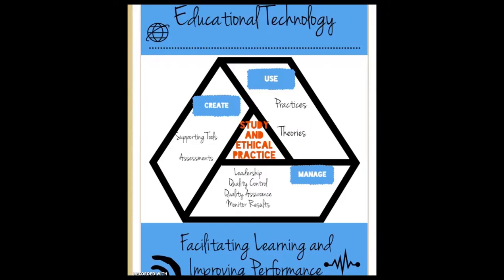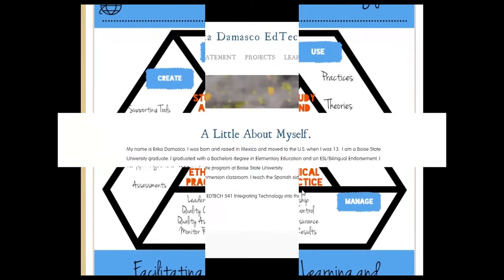In EdTech 501, we had to read a chapter about educational technology and come up with a graphic that would describe itself and what educational technology meant and the main pieces of educational technology. I said that facilitating learning and improving performance really was the main point of educational technology, but then there's special pieces to that. So the creation, the use, the managing, and all of those had to be centered around the study and ethical practice of everything that's with educational technology. So all of the theories and all of the research would be the basis for that.